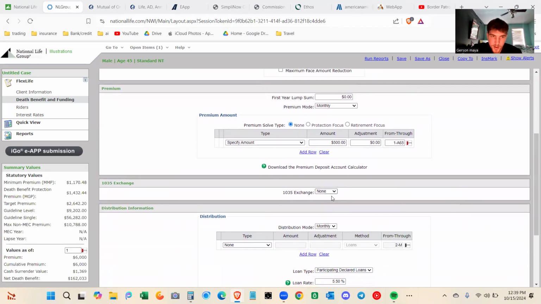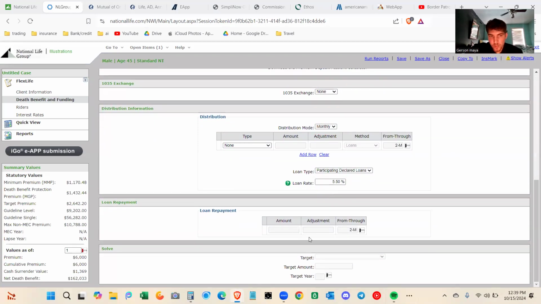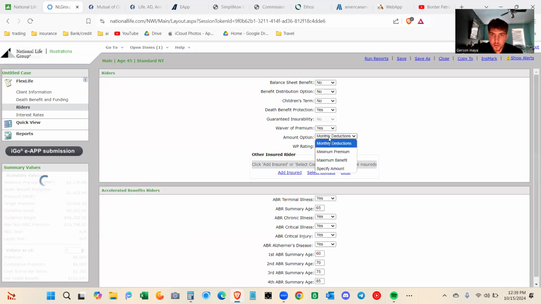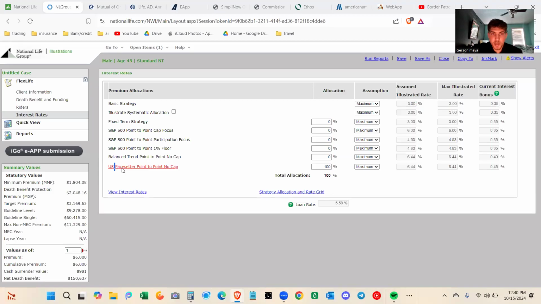1035 exchange, don't worry about that. Distribution, don't worry about that. Loan repayment, don't worry about that. Solve, don't worry about any of that. Riders, I do like to add waiver of premium on here, maximum benefit. This is if they do get disabled, the insurance company will pay that $500 a month for them every single month. Interest rate is automatically calculated at US Pay Setter, so we don't have to really mess with it. Keep it US Pay Setter.